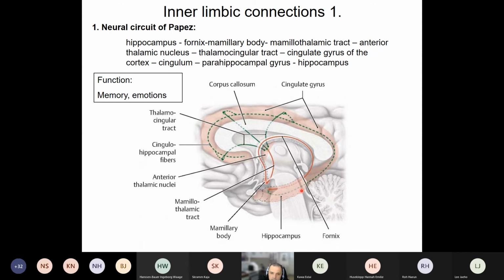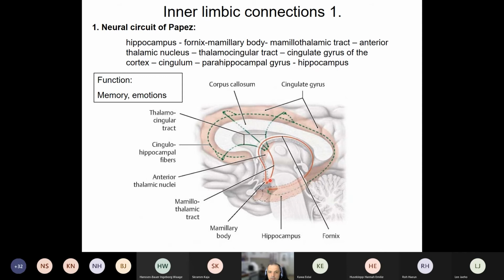So the more times the information goes through this neural circuit, the more likely it is that you will remember it for a longer period of time. But if this neural circuit is interrupted, that will, of course, interfere with the memory formation. So that's why you have to know this circle. You could start anywhere because it's a circle, but I think it makes sense to start with the hippocampus. From the hippocampus, the mammillary body comes. The connection between them is the fornix.